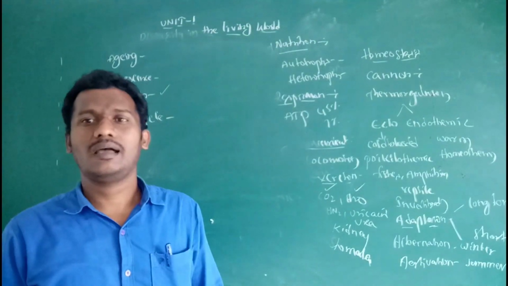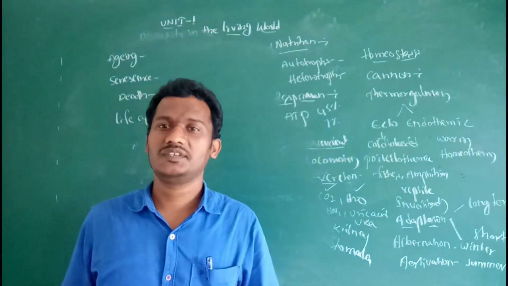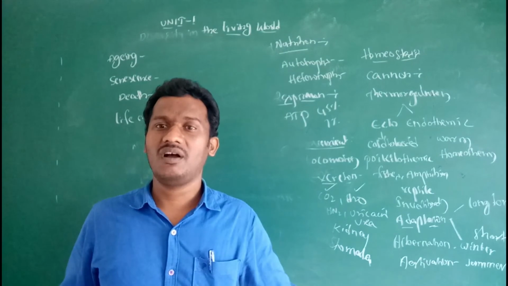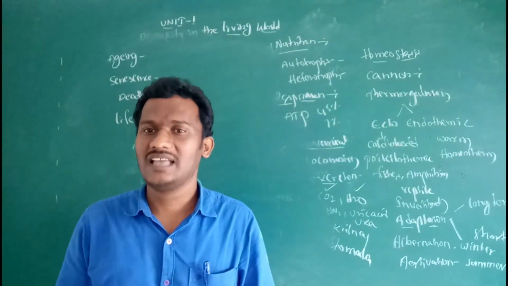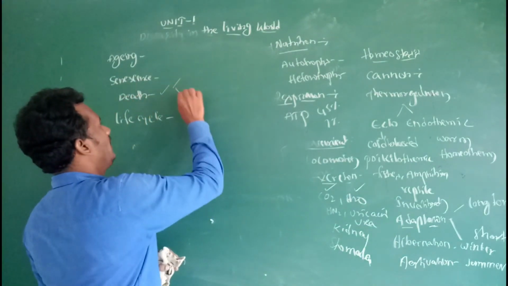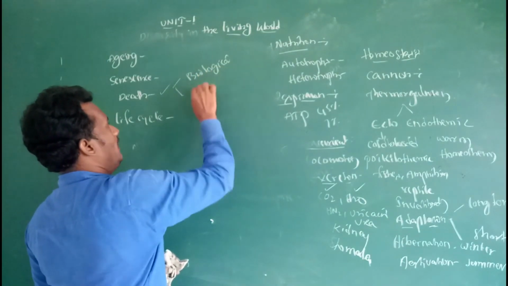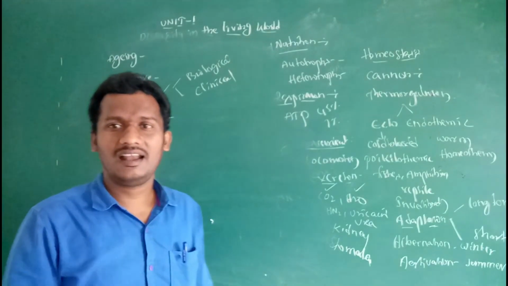Next one, death. So death means permanently stopping all vital activities of an organism. Permanent cessation of all activities of an organism. This is known as death. So death is generally of two types: biological death and clinical death.